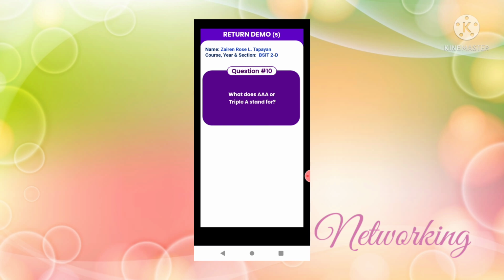Question number 10. What does AAA stand for? AAA stands for Authentication, Authorization, and Accounting. AAA is a set of services for controlling access to computer resources, enforcing policies, assessing usage, and providing the information necessary to bill for services.